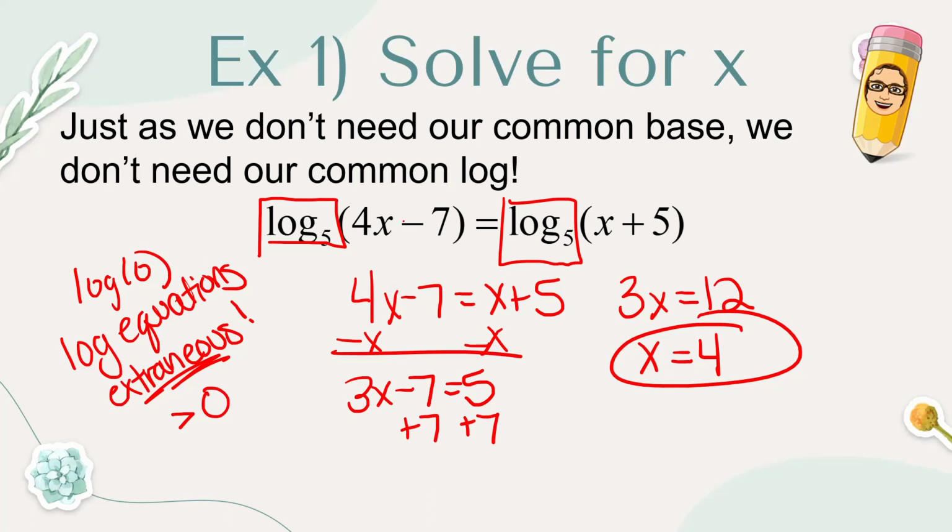So let's plug 4 in. 4 times 4, that's 16, minus 7. Definitely not a negative nor 0. 4 plus 5, that's definitely 9. And they both are 9. Isn't that kind of cool? Kind of works out.